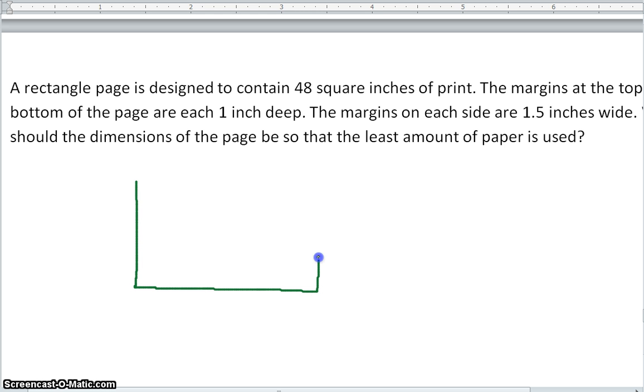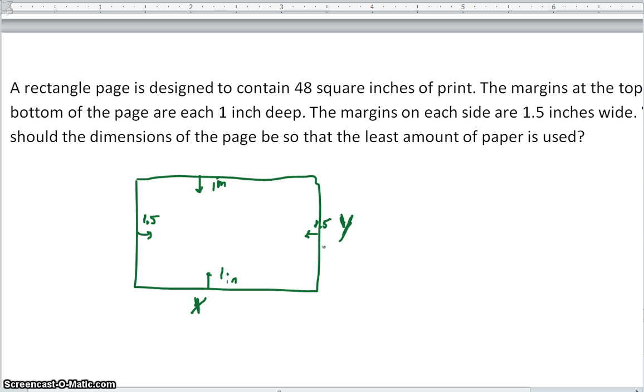Now, if we're looking at a piece of paper, we know that the top and the bottom are brought down 1 inch. So they're brought down 1 inch. And the sides are brought in 1.5. So what we really have is this dimension here that's x and this dimension that's y.